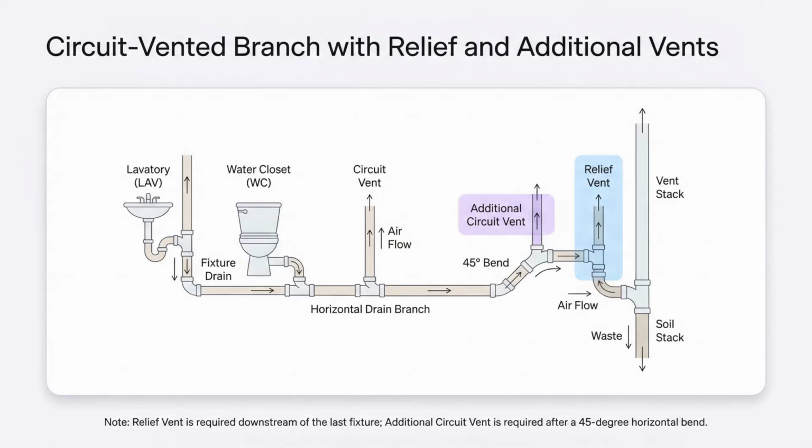To keep the air pressure perfectly balanced in a circuit-vented system, you must install a relief vent downstream of the very last fixture. Furthermore, if your horizontal branch gets complicated, for example, if it changes direction by more than 45 degrees, or if you have more than 8 fixtures connected in a row, the code requires you to install additional circuit vents to ensure the system can breathe properly.